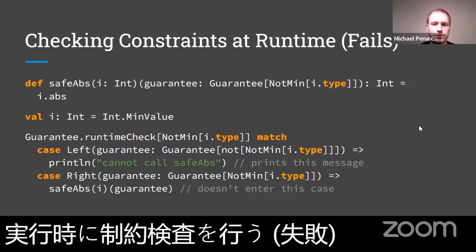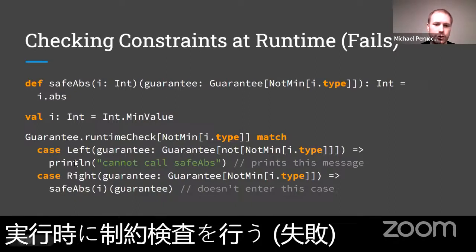But that's not always what we want to do, because sometimes we have a static value. So this is like the minimum int that we've assigned. And because this requires a guarantee, we need to pass in a guarantee. And the only way we can get it right now is through a runtime check.